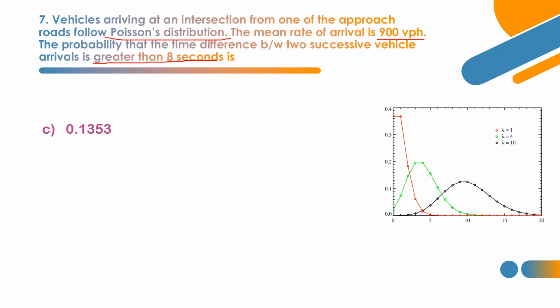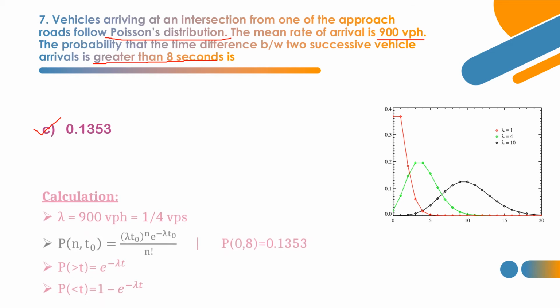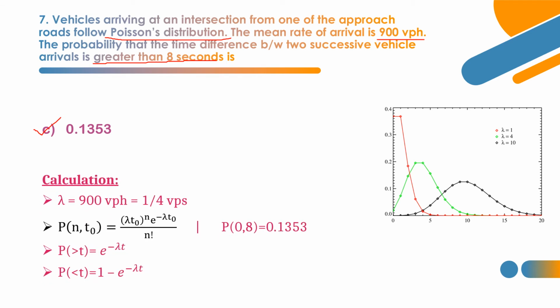So the correct option is option C, 0.1353 as the probability value. Now let's see how it is calculated. They have given the mean rate of arrival, denoted by lambda, and lambda is equal to 900 vehicles per hour. We need vehicles per second, so that's why VPH is converted into VPS. That will be 1 by 4 VPS.